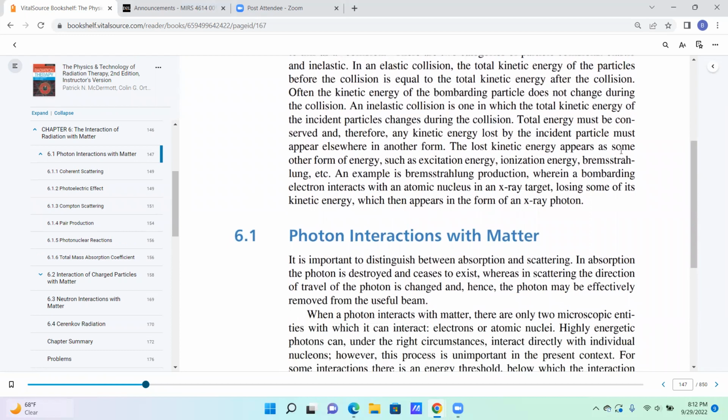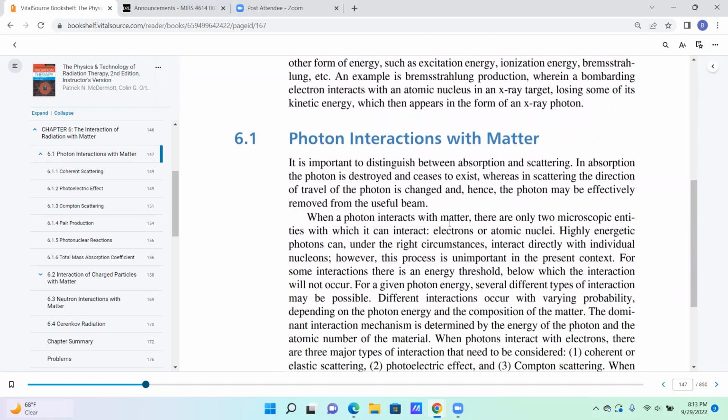That lost kinetic energy appears as some other type of energy, like excitation energy, ionization energy, and Bremsstrahlung production, where a bombarding electron interacts with an atomic nucleus in an X-ray target, loses some of its kinetic energy, which then appears in the form of an X-ray photon.